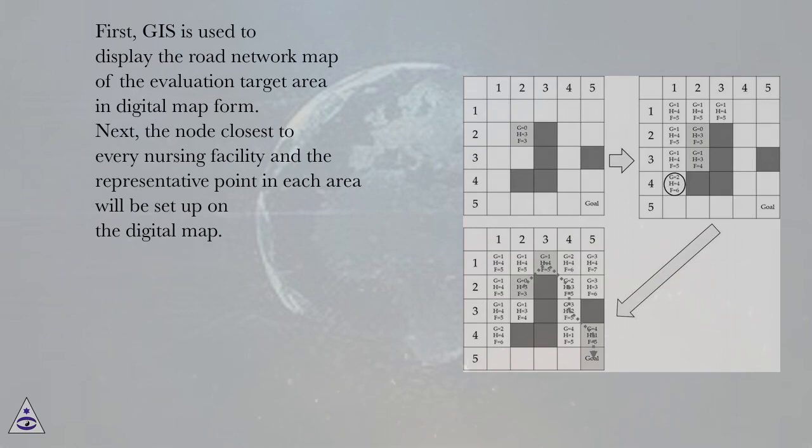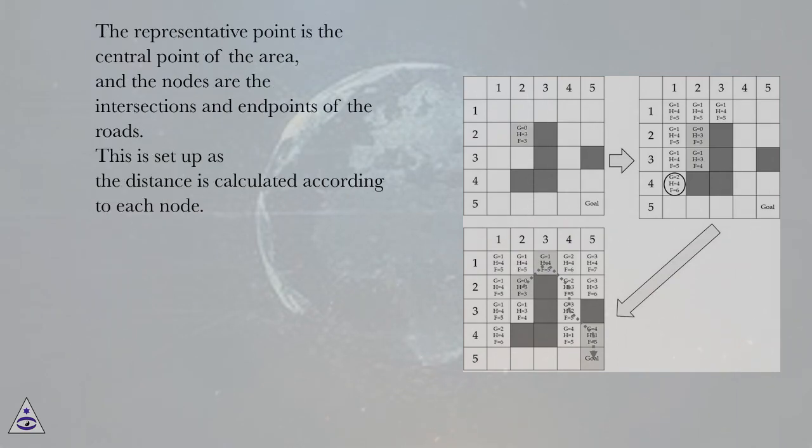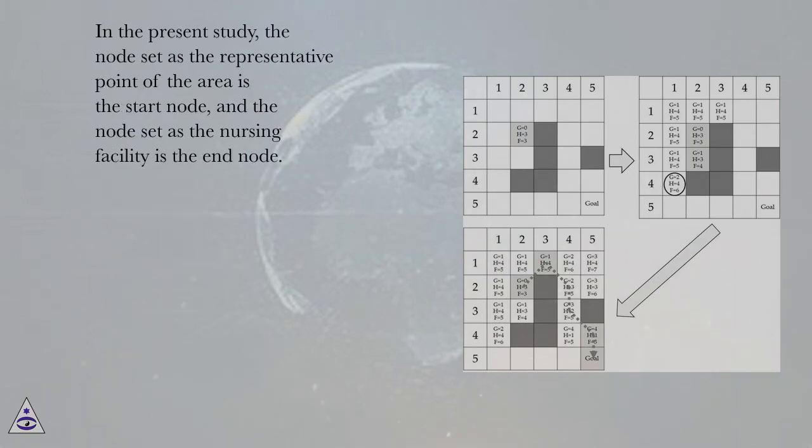Next, the node closest to every nursing facility and the representative point in each area will be set up on the digital map. The representative point is the central point of the area, and the nodes are the intersections and endpoints of the roads. This is set up as the distance is calculated according to each node. In the present study, the node set as the representative point of the area is the start node, and the node set as the nursing facility is the end node.